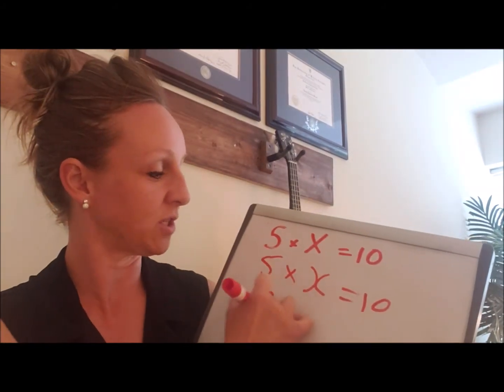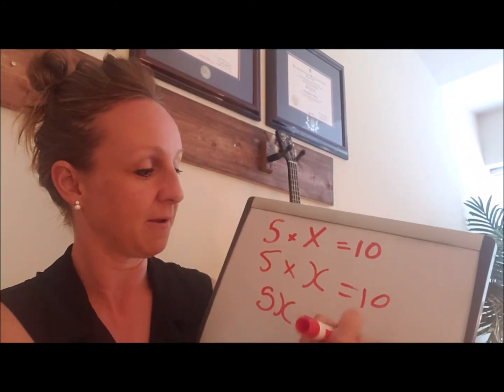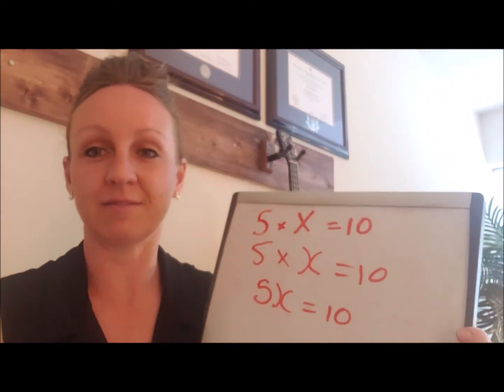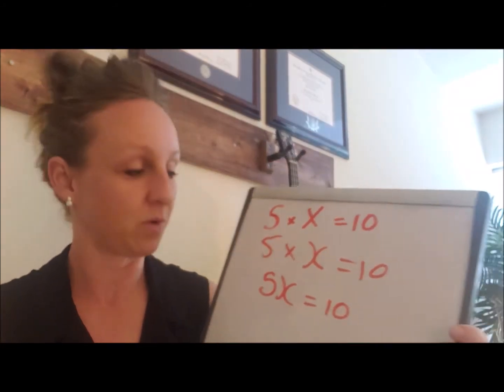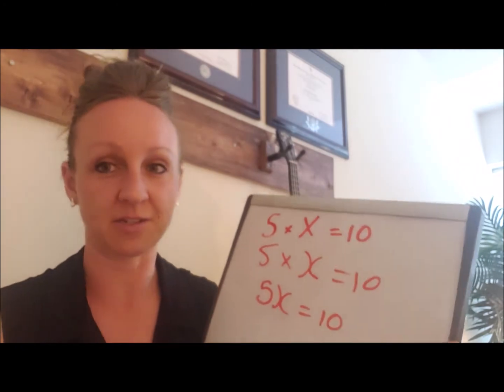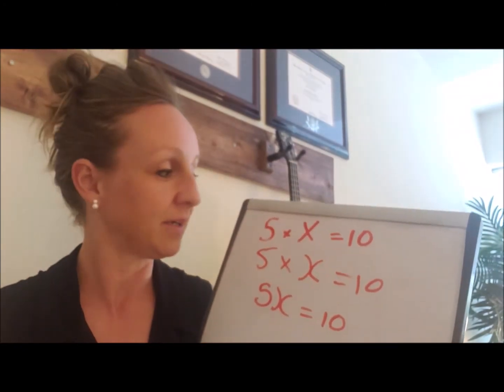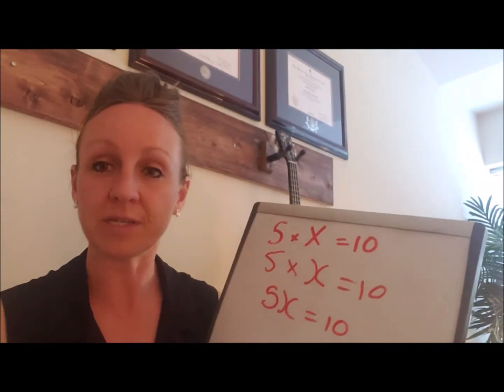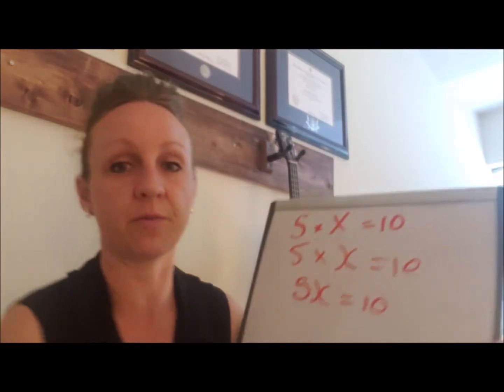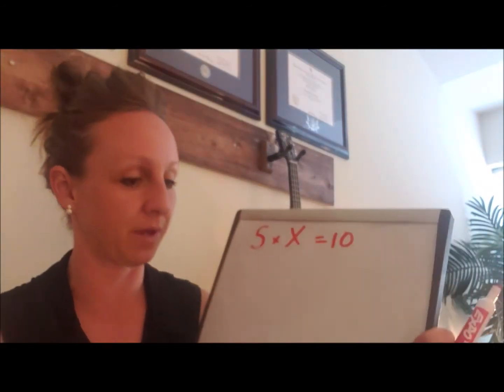Sometimes they take the 5 and the variable and squish them together, and that means multiply. When you have a number next to a letter and it's just squished in, you multiply it. So you might see this question presented in a number of different ways, but it's still asking the same thing.